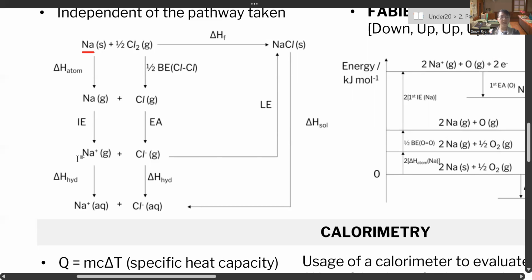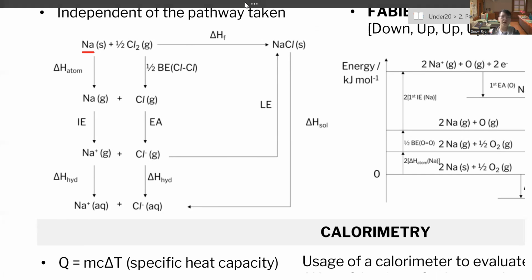Then from here we see that these two are now gaseous ions, and gaseous ions, to form an ionic solid, use lattice energy. Next, Na plus dissolving in water is hydration. Cl minus dissolving in water is hydration as well. These two aqueous ions are formed when you dissolve NaCl in a solvent like water, so this is enthalpy change of solution. Take note of the direction of all the arrows.